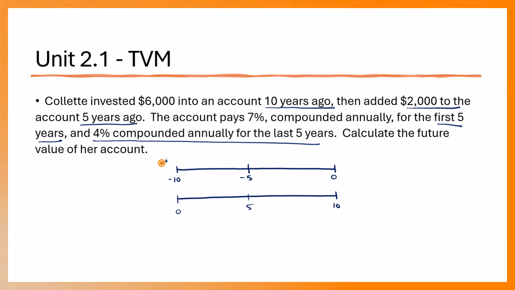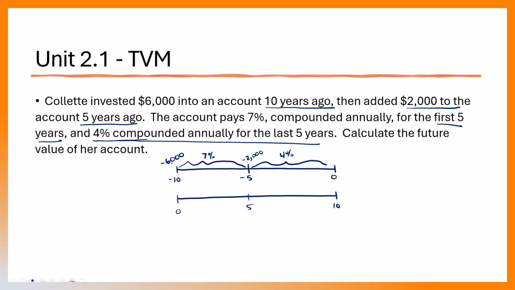She put $6,000 into the account 10 years ago, and during that period of time, it compounded at 7%. Then at 5 years ago, she put in an additional $2,000, and that grew or compounded at 4% for the last 5 years.